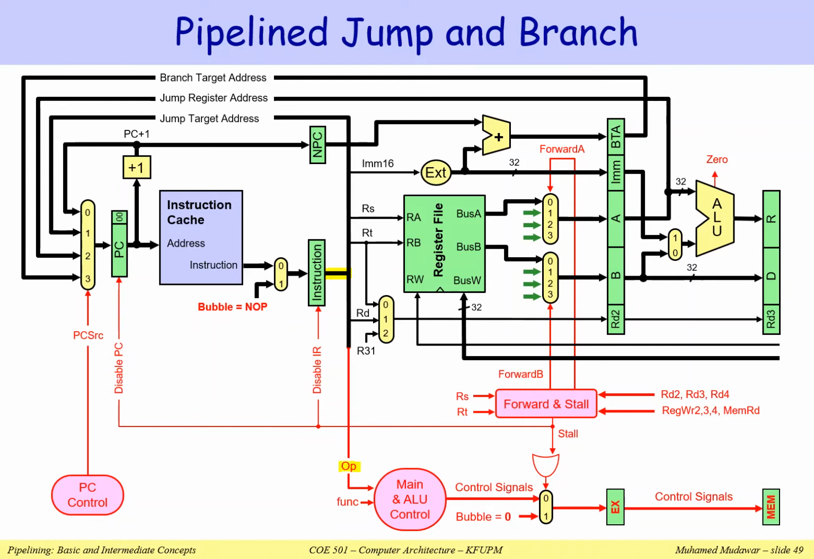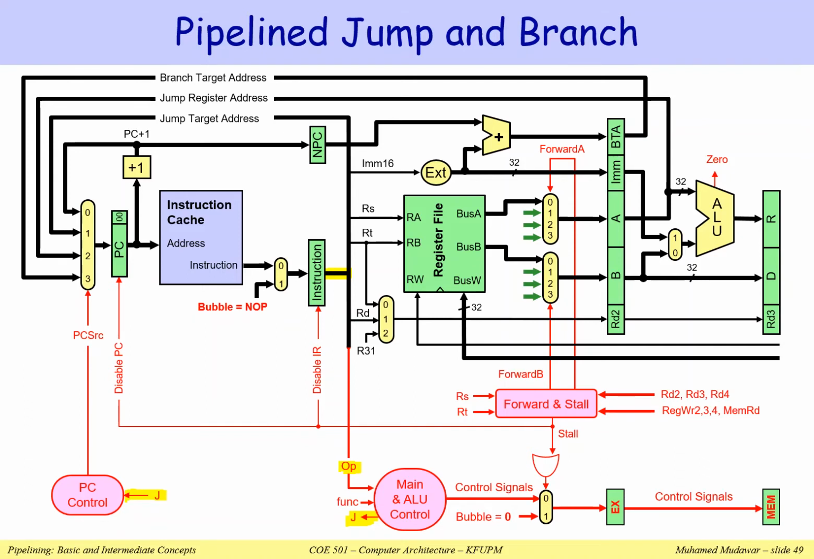Now we can examine the opcode. The opcode is going to be decoded by the main control logic. If this instruction was a jump, we will have a jump control signal. This jump control signal is going to be wired to the PC control. That's the jump control signal. This indicates that the second stage of the pipeline has detected a jump instruction.